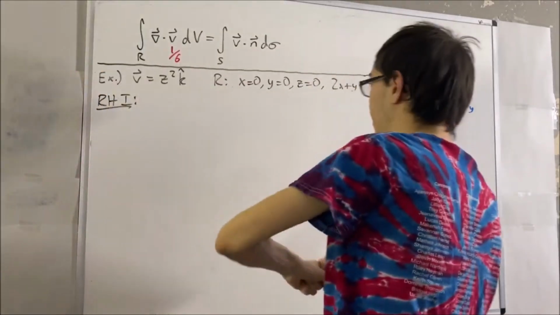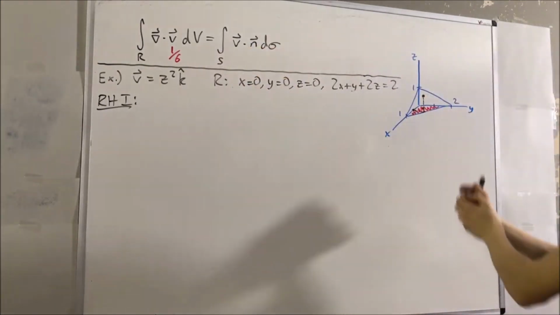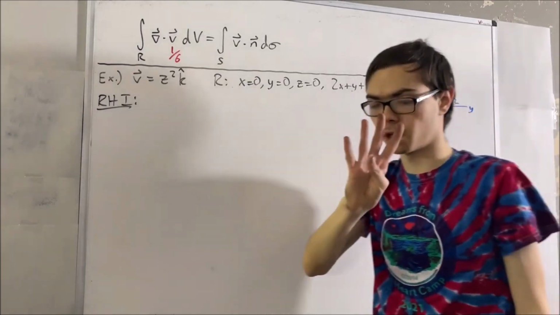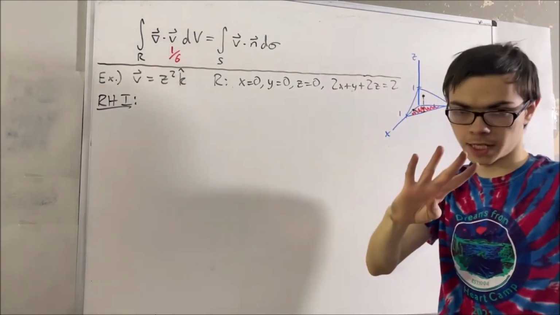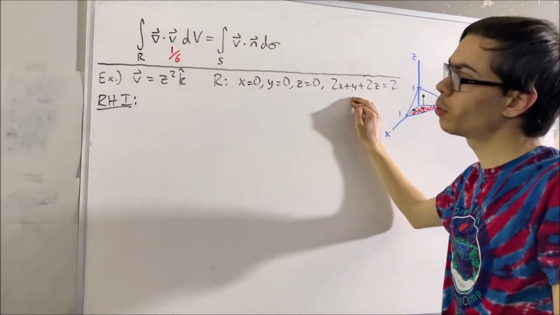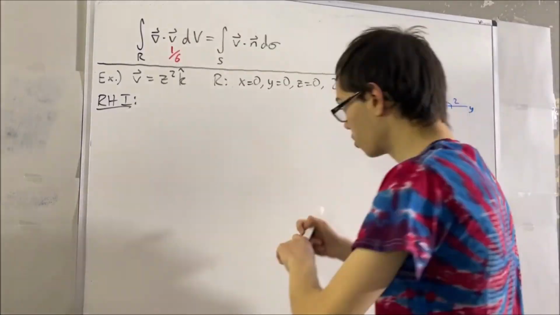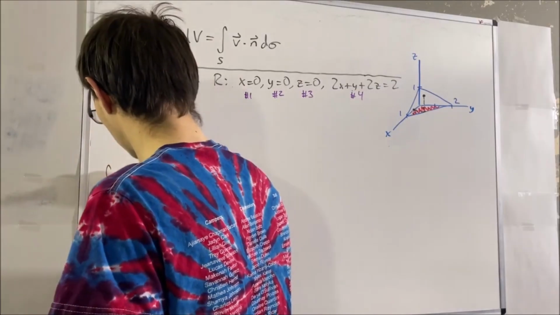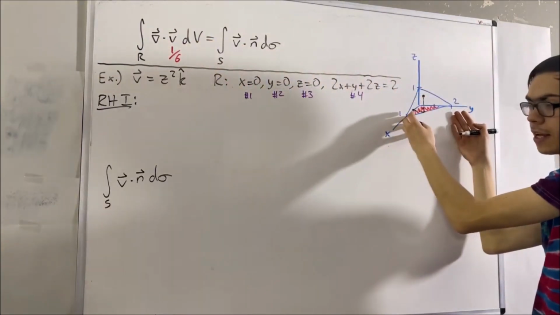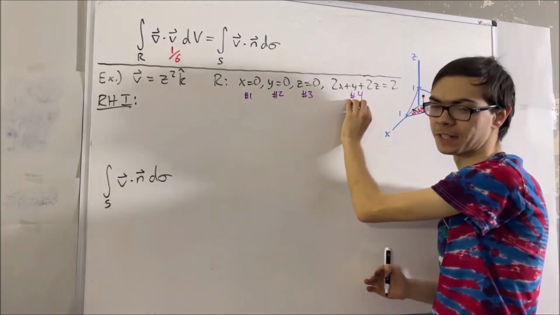So now we're evaluating a surface integral. Now really, the surface of our region can be broken up into 4 individual surfaces, right? And each of those 4 surfaces are described by these 4 planes. So really, we're going to break up this surface integral into 4 individual surface integrals. So I'm taking the surface integral of this entire region, and I'm breaking it up into a sum of 4 individual surface integrals.